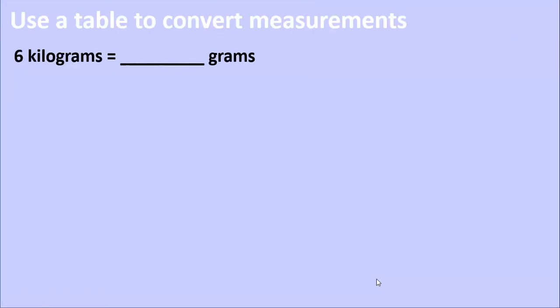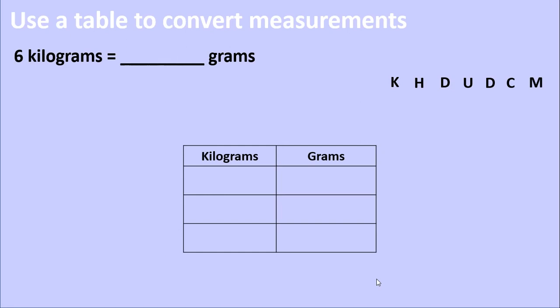Let's use a table to convert measurements. Here we have 6 kilograms, and we want to convert that to grams. We can use our mnemonic device to help us remember the order of the metric system. King, Henry, died, unusually, drinking, chocolate, milk. Now let's create the table. At the start of the table is kilograms because that's the unit we're starting with. At the end of the table is grams because that's our ending unit.